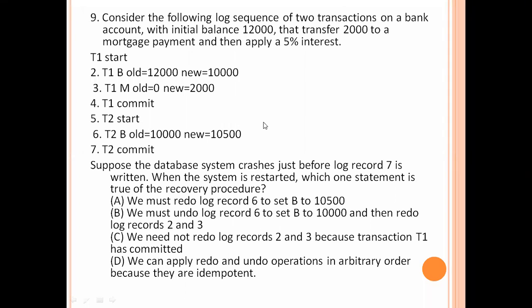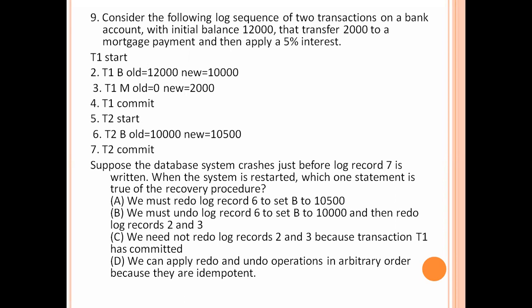Consider the following log sequence of two transactions on a bank account with initial balance 12,000: transfer 2,000 to a mortgage payment and then apply a 5% interest. T1 start, T1 B old, T1 M old equal to 0, new 2000, T1 commit, T2 start, T2 B old equal to 10,000, new 10,500, T2 commit. This is given here.